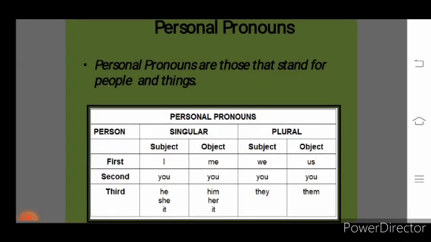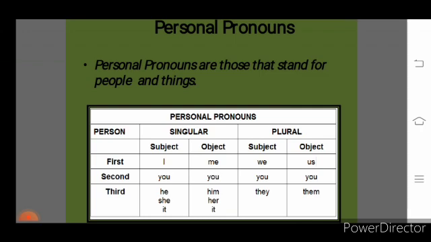Personal pronouns are those that stand for people and things. There are two kinds of personal pronoun. They are subject and object. I, you, he, she, it, we, you, they are the subject, whereas me, you, him, her, it, us, you, them are the object.